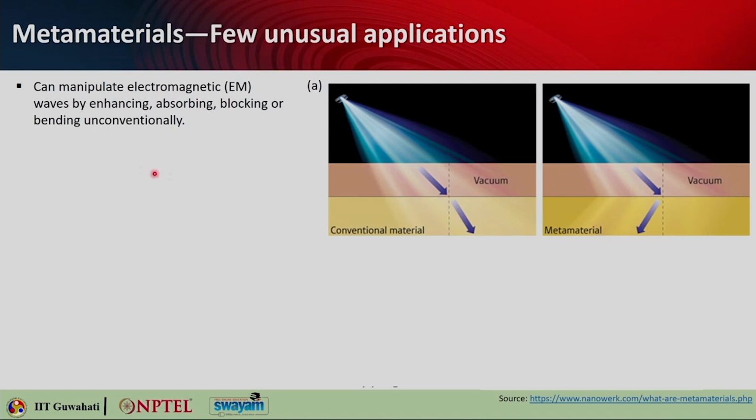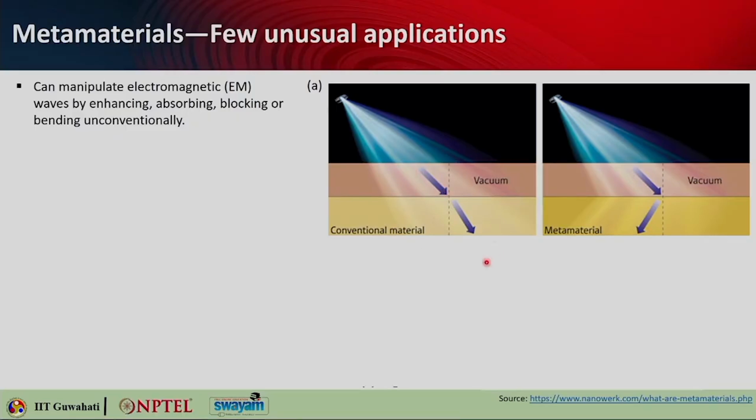So this allows you to manipulate the electromagnetic waves in a different way. So they will allow you to enhance or absorb or block or bend unconventionally. So that is what this field of metamaterial is all about. It can do a lot of unconventional things, just like here. Okay, so this is the typical law of refraction that you have studied in your school days, but this is something completely opposite to that.